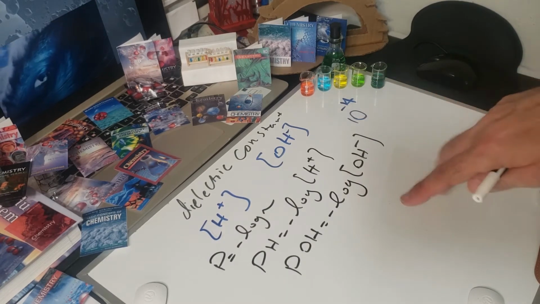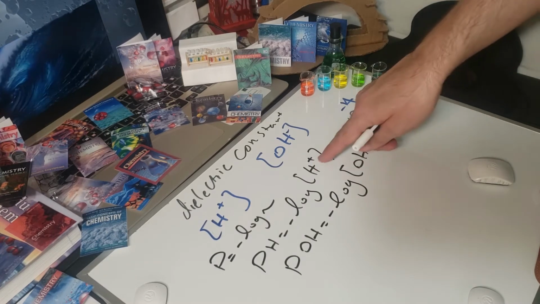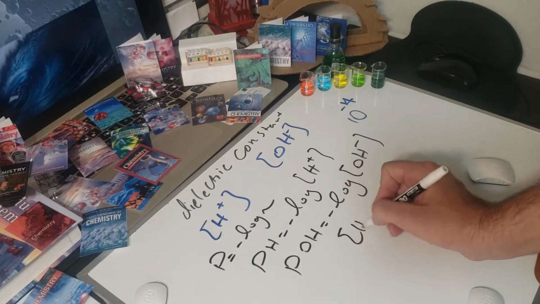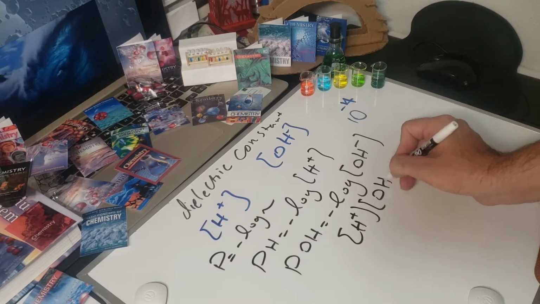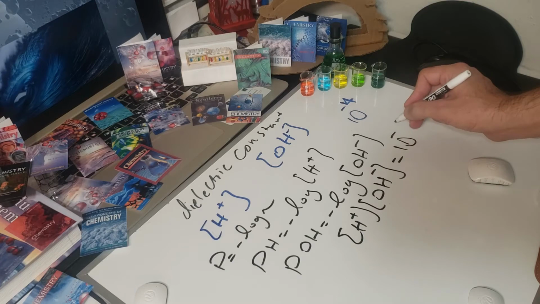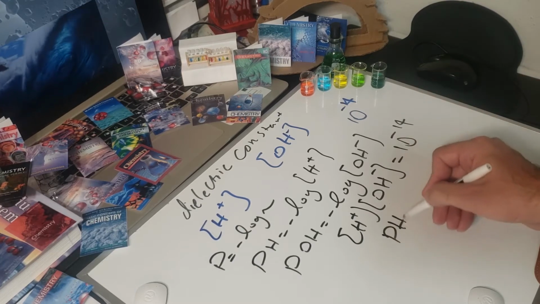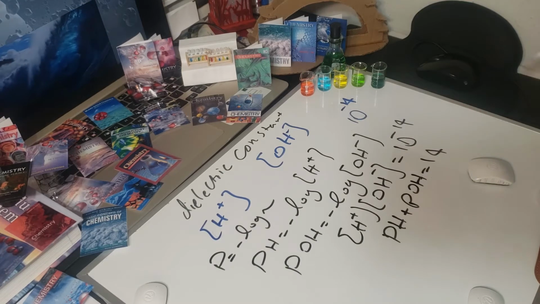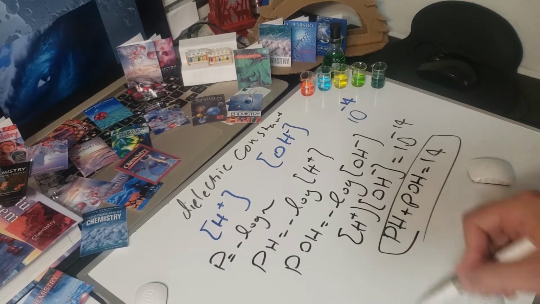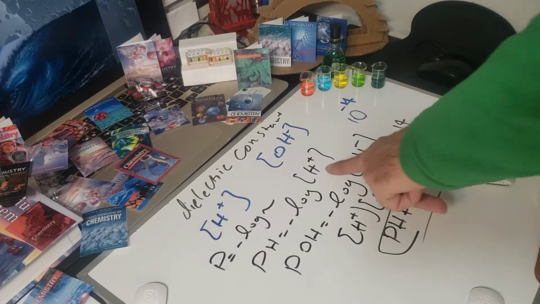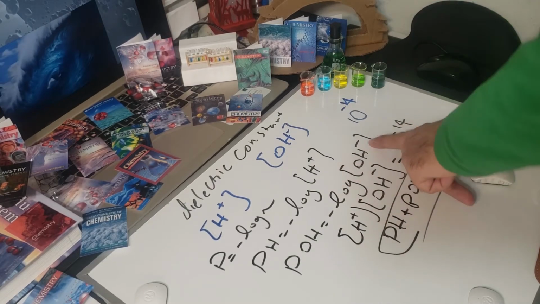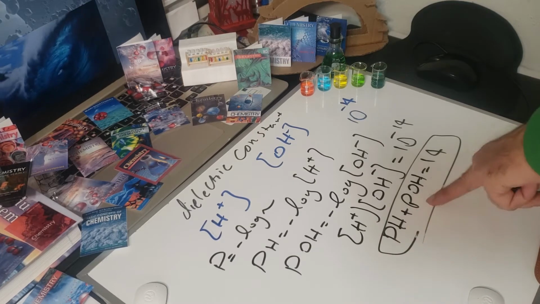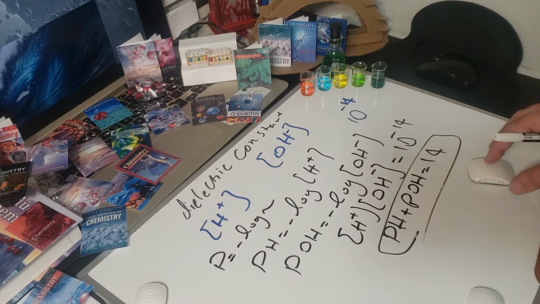Okay? And because the product of H plus and OH minus concentrations is 10 to the minus 14, the pH plus pOH, because these are logarithms now, is always 14. And that's the golden rule for me. So if I have H plus concentration or OH minus, I can get pH or pOH. And if I have either of those, I can compute the other based on this golden rule.